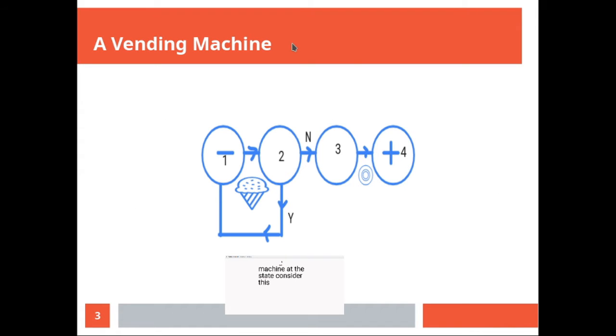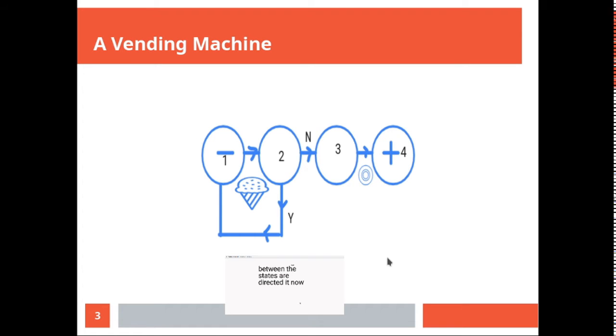Consider this vending machine. For simplicity's sake, I have numbered all the states in the machine. So let's assume that minus is my start state, state 1, followed by the second state, third state, and the fourth state being final. It is taking some inputs, and on those inputs it is moving from one state to another. And these edges between the states are directed edges.